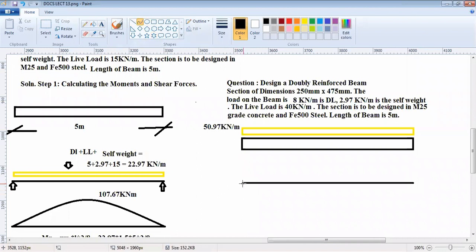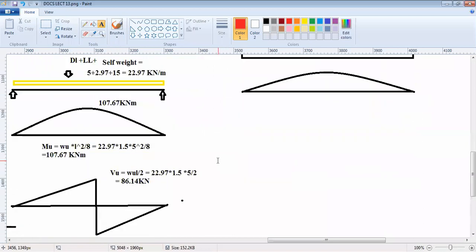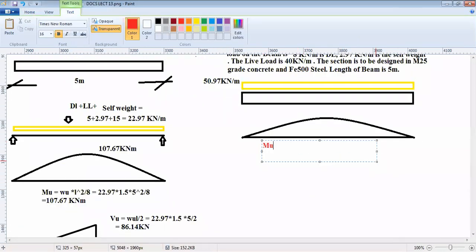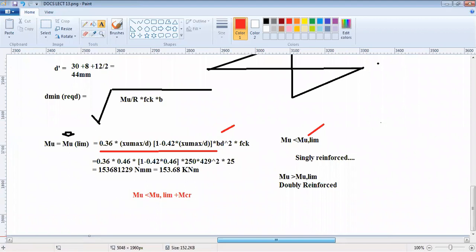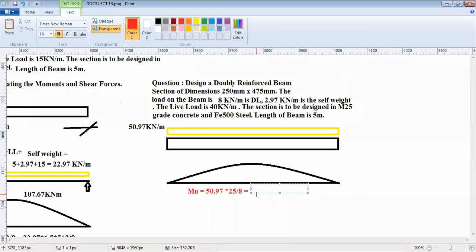So your bending moment diagram is this. So this will be the Mu value. If you take from here, wu is now 50.97 into L square. L is 5, square that's 25, divided by 8. So this is 159.28 kilonewton meter.